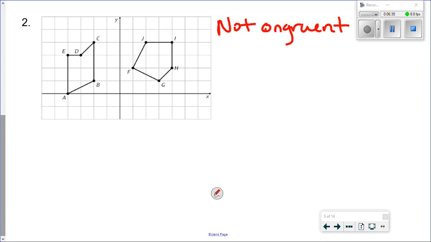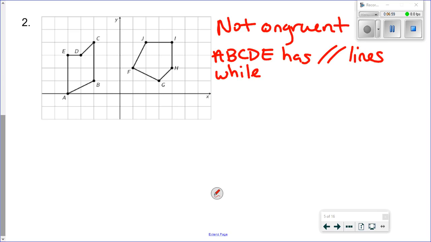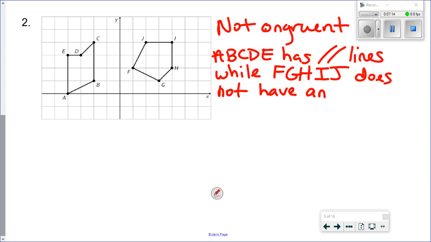polygon. Some valid responses to prove that they are not congruent could be that the first figure has parallel lines, so figure ABCDE has parallel lines, while figure FGHIJ does not have any parallel lines.